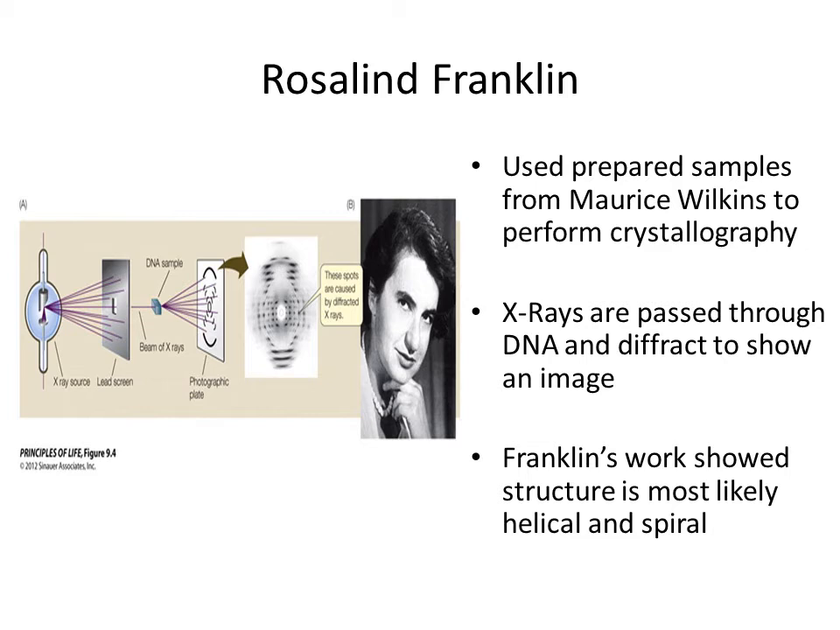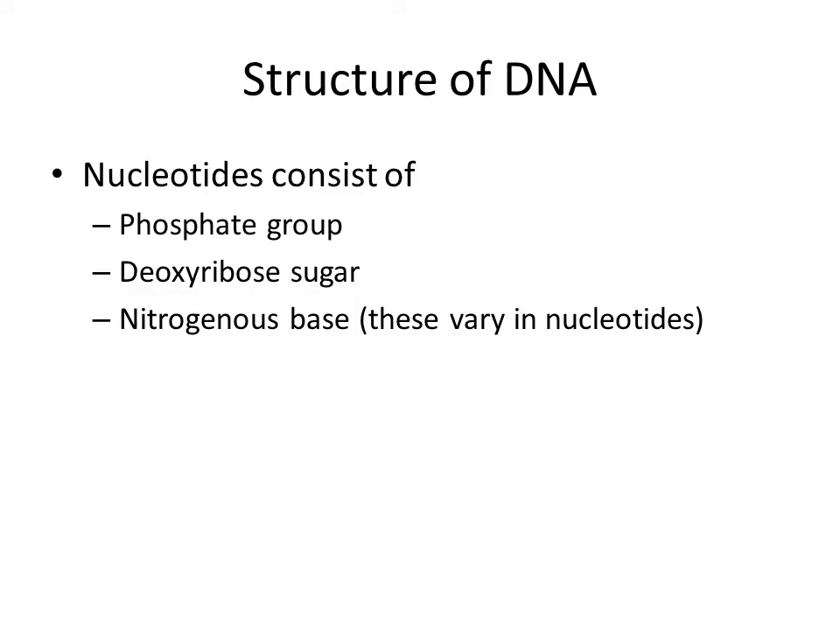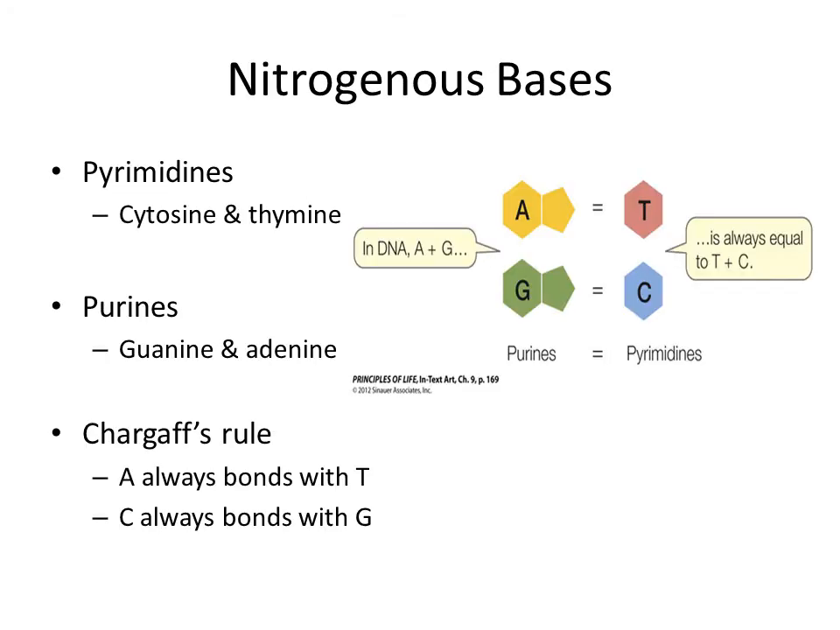What she didn't know is that Morris Wilkins sent her information over to some other scientists, and we'll get to that in a second. But when we look at the nucleotides and the DNA itself that the x-rays are going through, hopefully we remember that nucleotides have that phosphate, the sugar, and the base. There are 4 different bases in DNA. We have adenine, thymine, guanine, and cytosine.